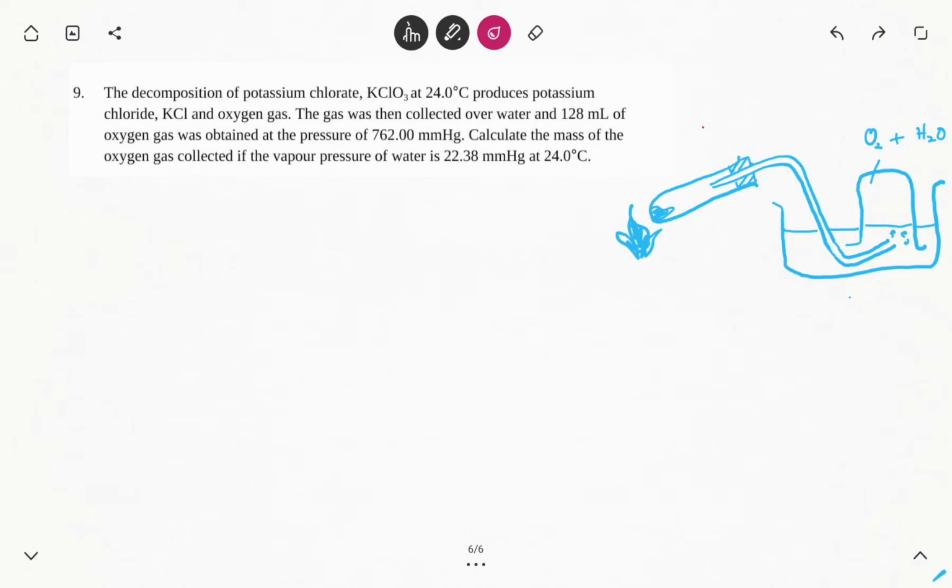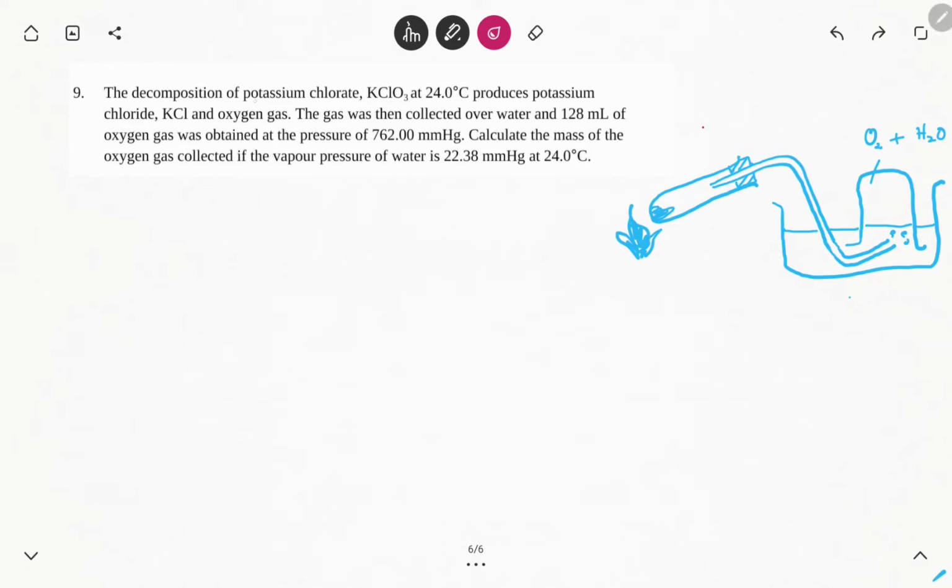In this video we are going to discuss the equations related to the ideal gas equation and Dalton's law of partial pressure. One of the applications of Dalton's law is to calculate the pressure of a gas collected over water. If we read this question, tutorial 5.1, question number 9, it is actually a water displacement method. Okay, so read the question.